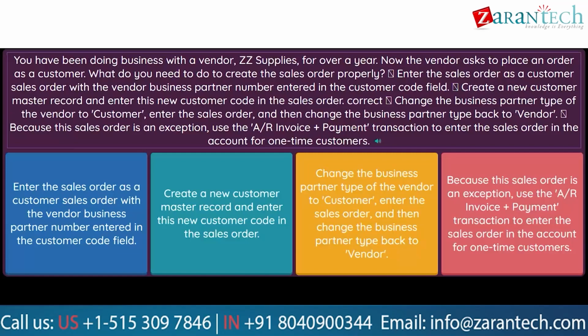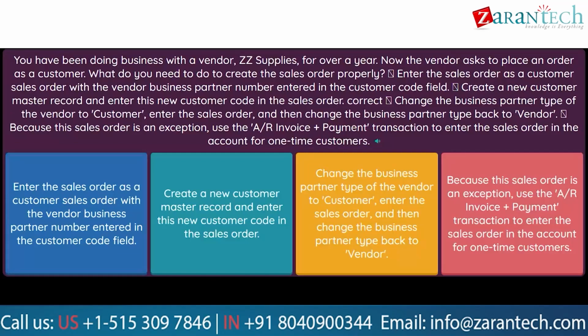Correct: change the business partner type of the vendor to 'customer', enter the sales order, and then change the business partner type back to 'vendor'. Because this sales order is an exception, use the 'A/R invoice plus payment' transaction to enter the sales order in the account for one-time customers.